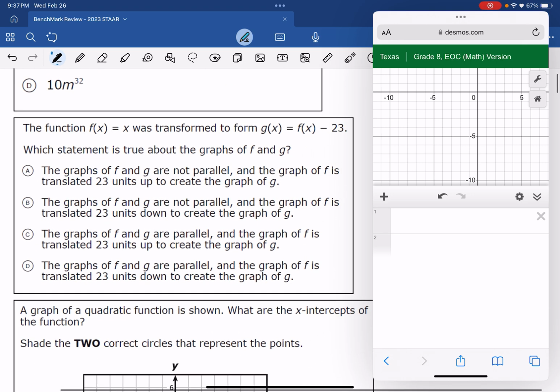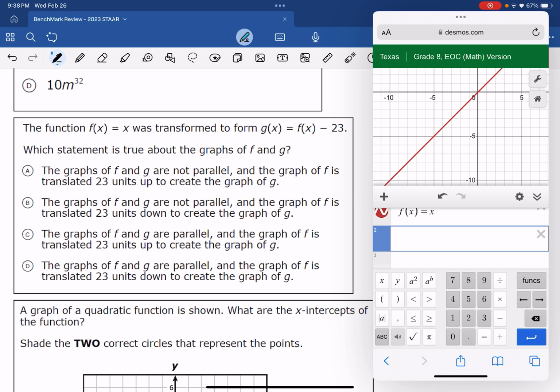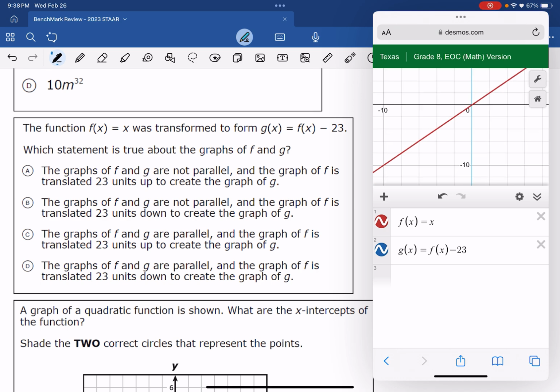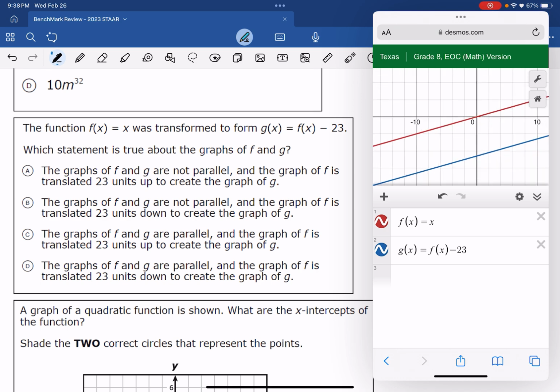Okay, but anyways, that's just a quick question that we can get right. All right, number 2, the function, anytime it talks about transformations, you can use Desmos. Remember, all you have to do is type it in. So we have f of x equals x, and then it says was transformed to form g of x. So then it's g of x equals whatever f of x was, but then minus 23, right?